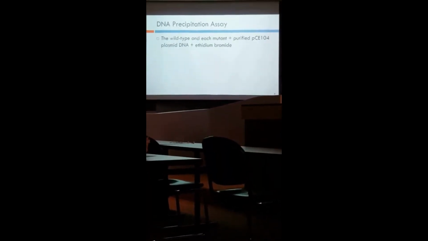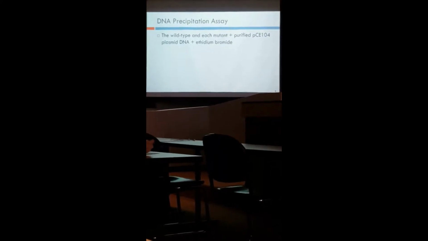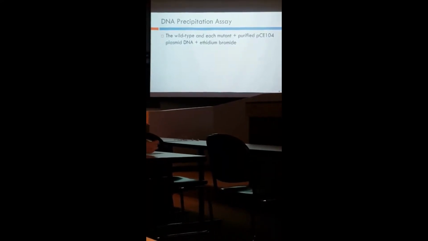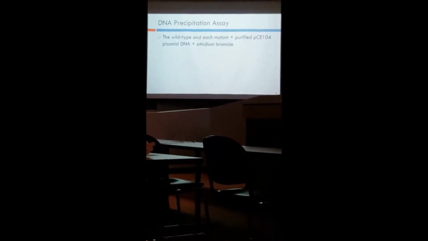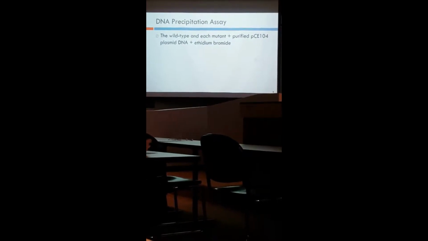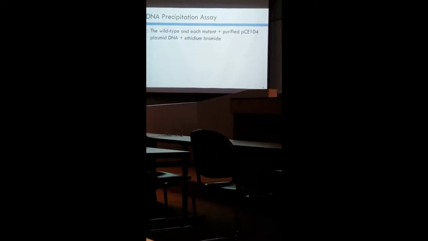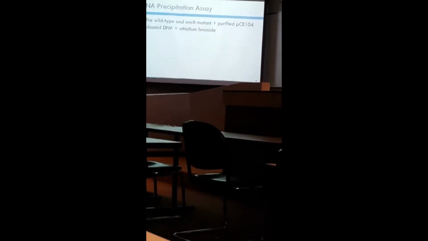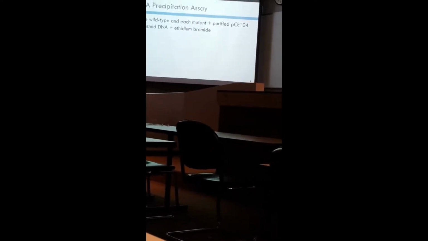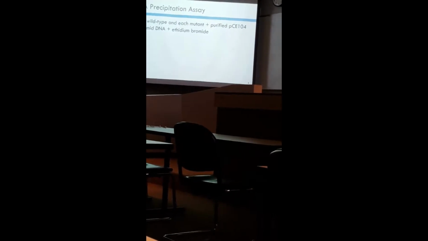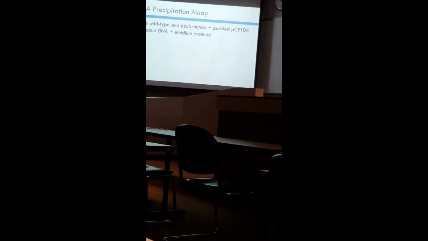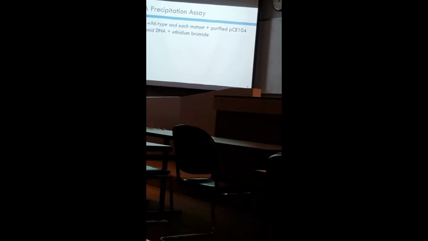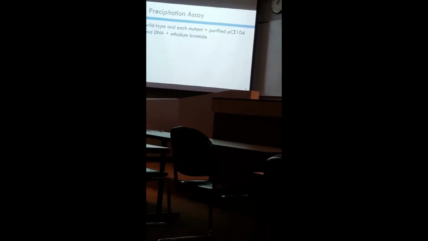So now they did a DNA precipitation assay. So they took their wild type and each mutant, and they mixed it with this purified plasmid DNA and ethidium bromide. So by mixing the wild type or the mutant with the DNA, they would then centrifuge it down to see if that mutant could oligomerize in the presence of the DNA. So the way they could see this was just visually if a pellet formed in the bottom of the centrifuge tube.